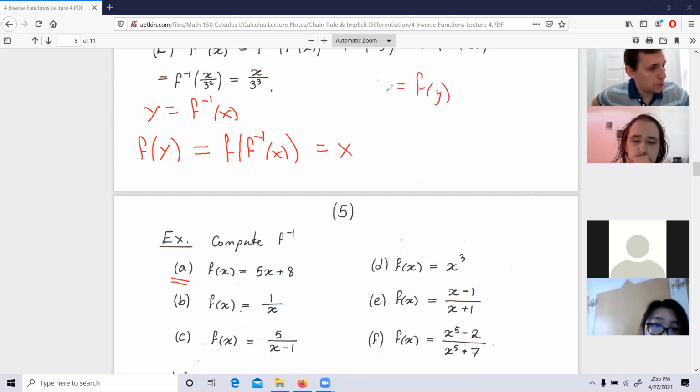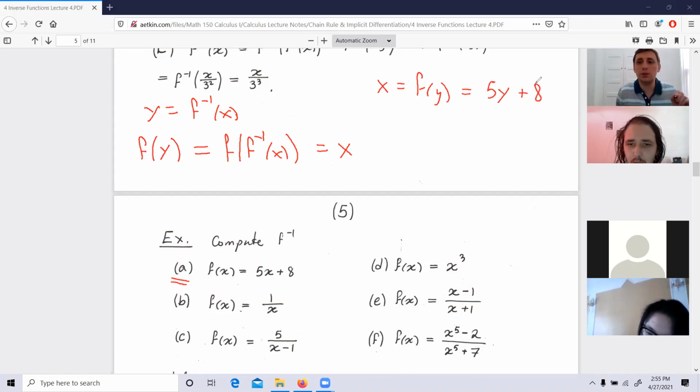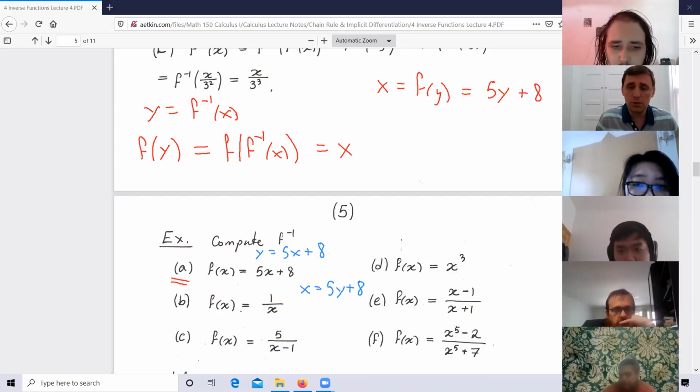It's supposed to equal x, but f of y, push anything into f, and you will get 5y plus 8. If you remember in school, they told you to swap. They told you to write something like y equal to 5x plus 8, and then just write x, swap the variables, equal to 5y plus 8. That's how they taught, I think, in your school, how to solve this.